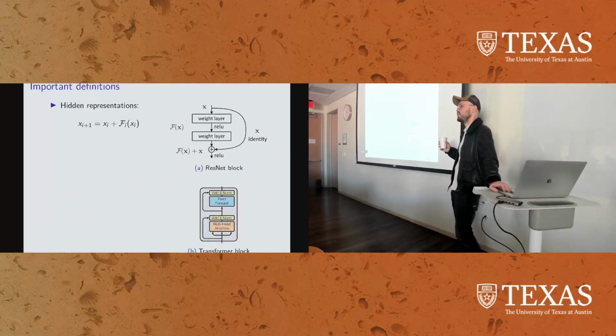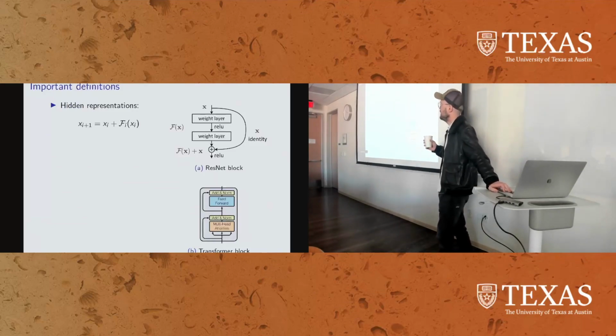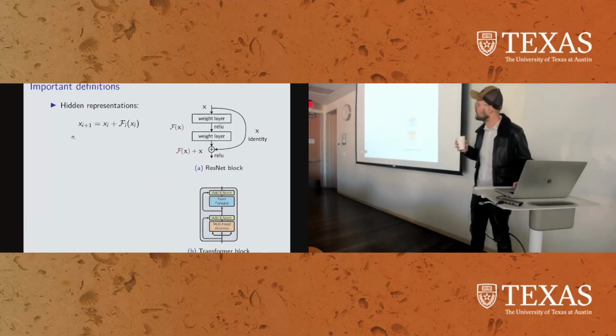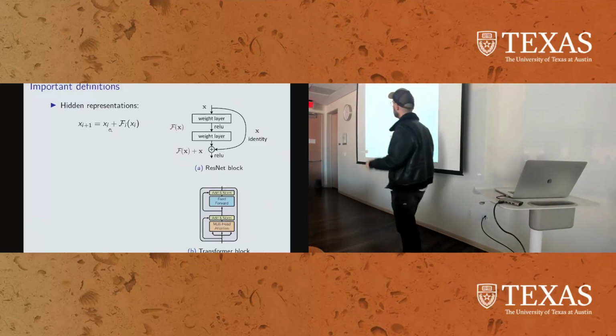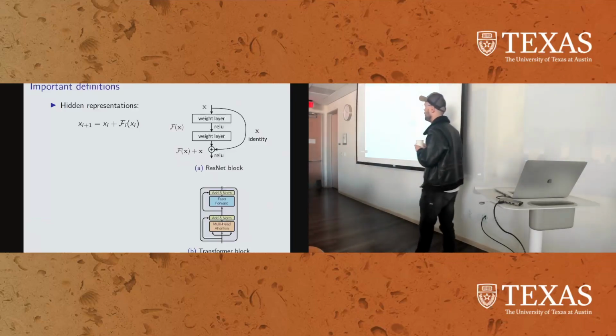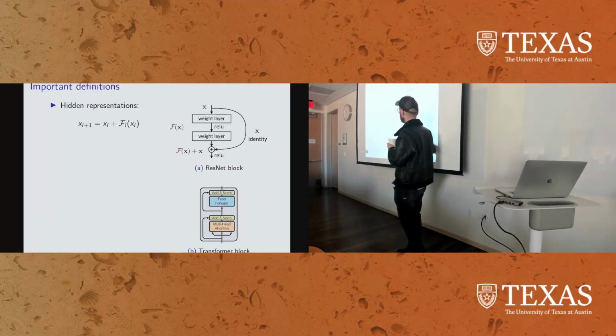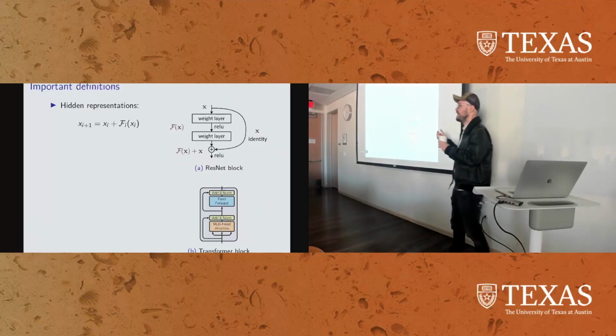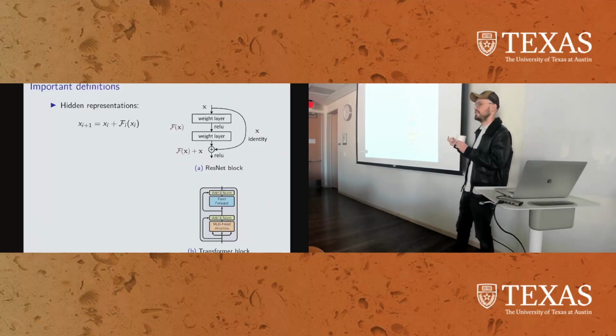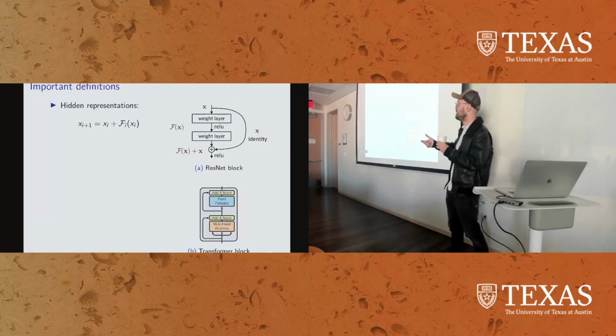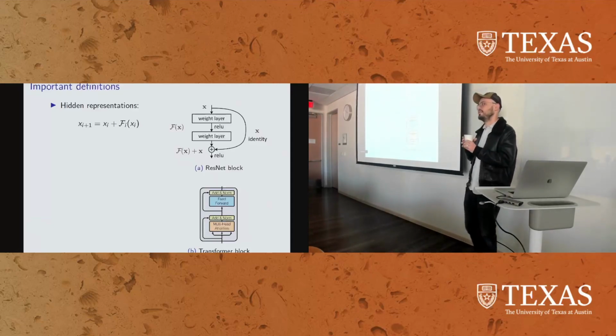First of all, we're going to denote by x_i the representation coming out of the ith layer. That representation is being fed to some kind of block, either a ResNet block or a transformer block, and that block has a skip connection, which is this thing. The block is calculating f_i(x_i), which is usually called the residual, and the residual is being added to x_i to produce the next layer's representation.